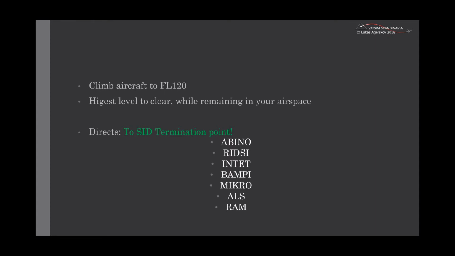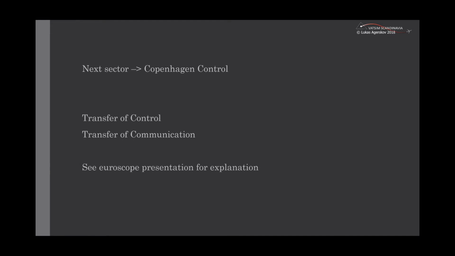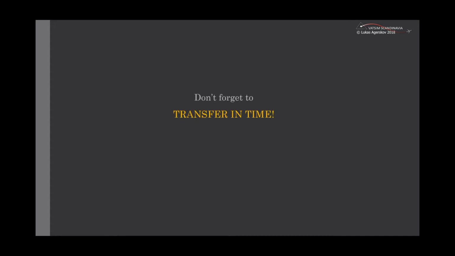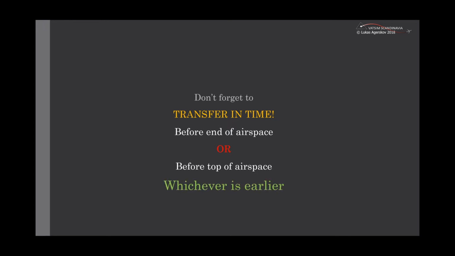As they get clear from the area and approach flight level 120, you need to hand them over to Copenhagen Control by an appropriately executed transfer of control and transfer of communication. Keep these two in mind: transfer of control, transfer of communication. They're explained in the Euroscope presentation. It's pretty simple, however, it's important to know. The biggest error of S3 students normally is to remember to transfer departures in time. You must transfer in time, either before the end of your airspace or before the top of your airspace, whichever is earlier.